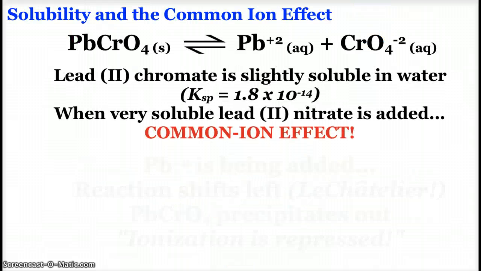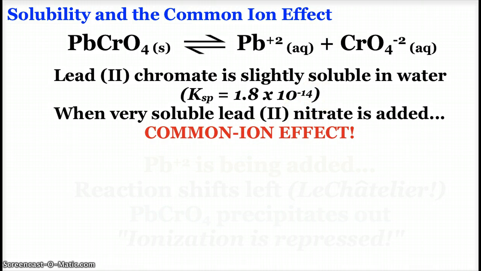One last thing here, we can take a look at solubility and the common ion effect. Just like we did with the acids and bases, we can look at and see whether or not ionization can be repressed. And so here we see the equilibrium. Lead(II) chromate is slightly soluble in water. You see its Ksp, pretty small. Well, what if lead(II) nitrate is added to this solution? Okay, and you'll see that that's the common ion effect.